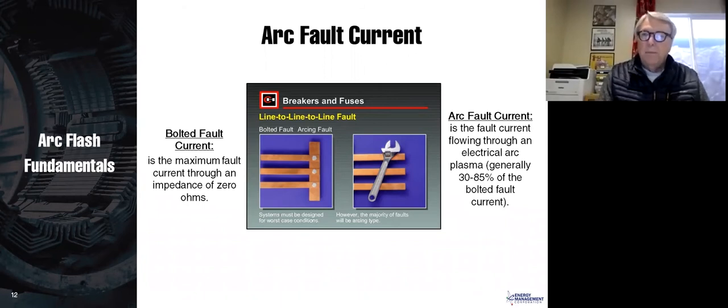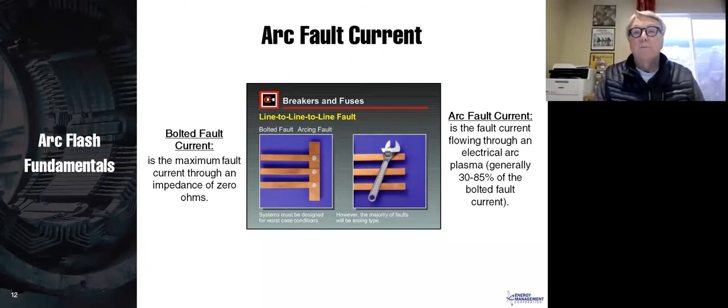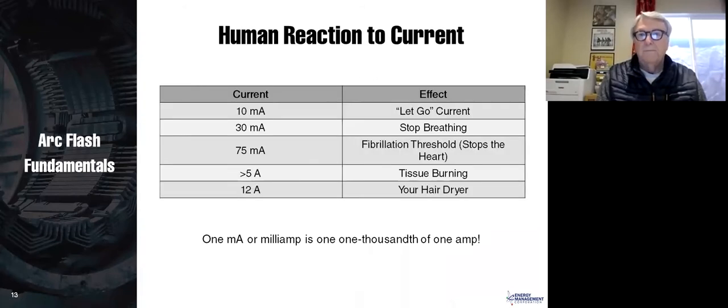And we're going to talk about that coming up, but mostly next week, we're going to spend a lot of time talking about arcing fault current. In general, arcing fault current is maybe 30 to 85% of the bolted fault current.